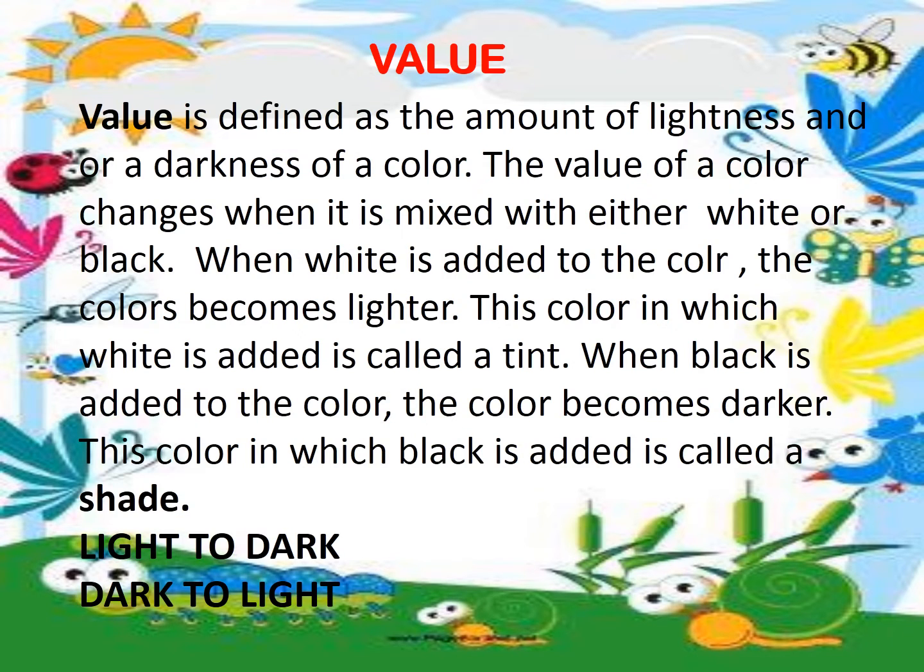Value. Value is defined as the amount of lightness and or darkness of a color. The value of a color changes when it is mixed with either white or black. When white is added, the color becomes lighter. This color in which white is added is called a tint.